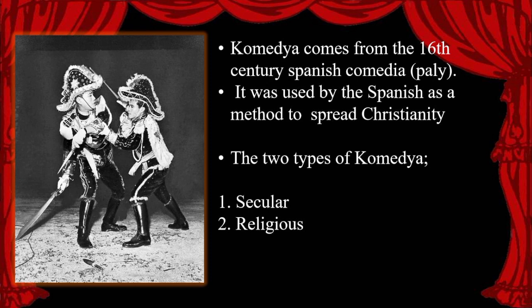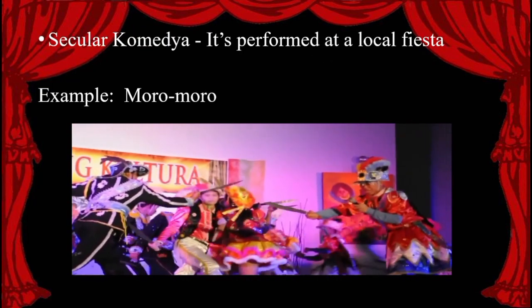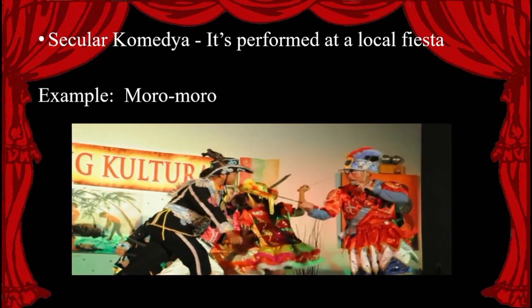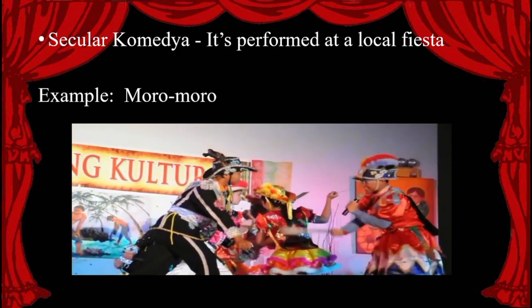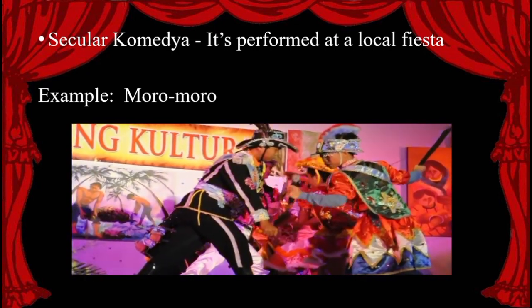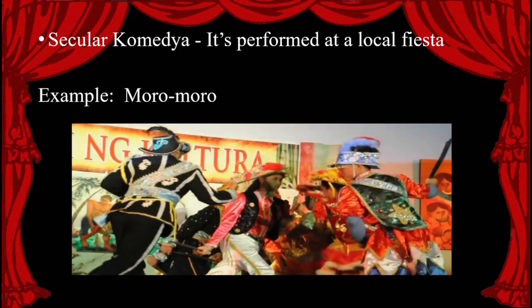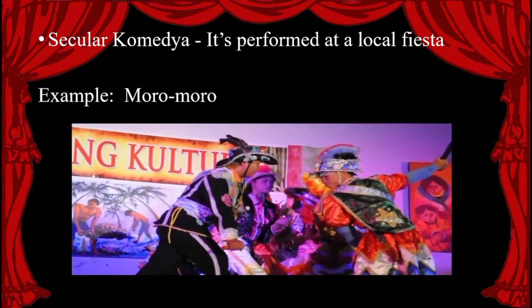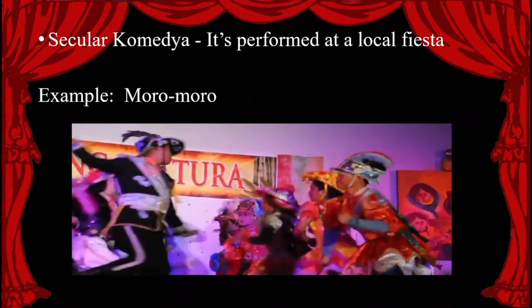So class, there are two types of comedia. First is the secular, second is the religious. So, what is secular and religious comedia? Secular comedia, class, is performed during a local fiesta. So the example video is Moro Moro. Okay, take note class. Moro Moro is a type of stage performance that portrays the clash between Muslim and Christian.